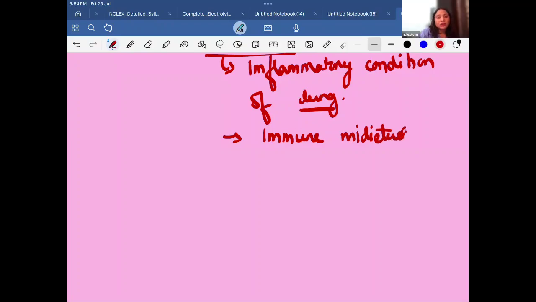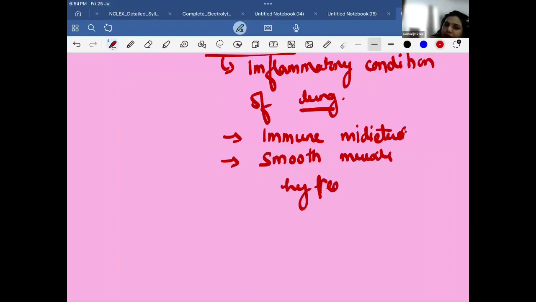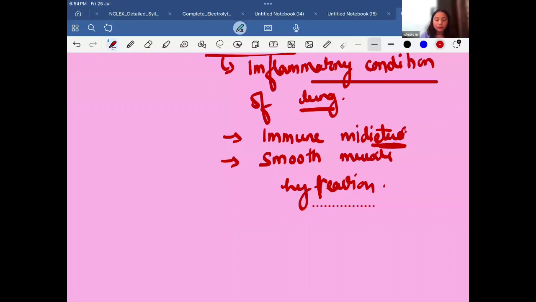So what happens actually in asthma? Can anyone tell me if you have any previous knowledge about these kinds of lung diseases? It is reversible, ma'am. Due to bronchospasm, there is smooth muscle inflammation, a hyperreaction of the airway. Yes, it is an inflammatory condition of your lungs. It is immune mediated, in which the smooth muscle of your respiratory tract gets hyperreactive.